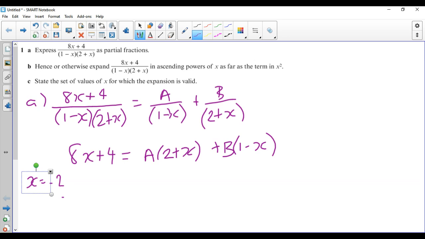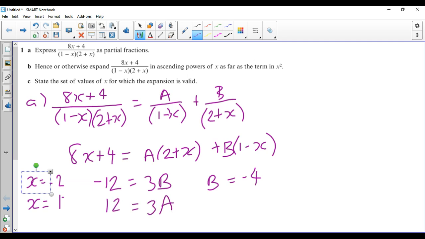So minus 16 plus 4 is minus 12. The a term has vanished, and I will get 1 minus 2 is 3, so 3b. So b equals minus 4. Do the same thing again, but this time put in a value of 1. That will give me 12 equals 3a. The b will disappear, so a equals 4.